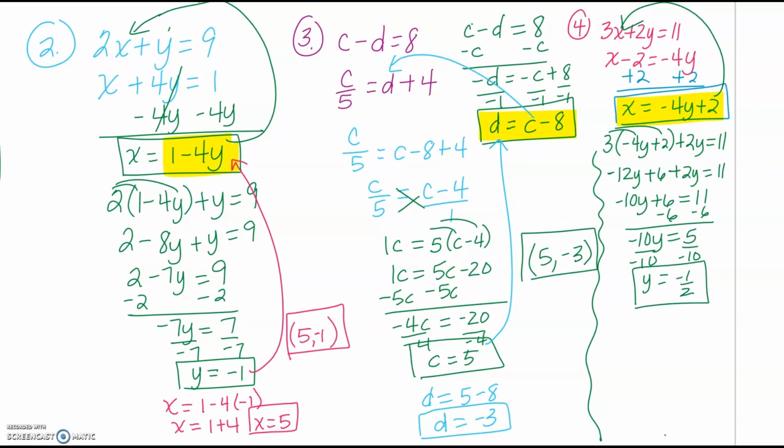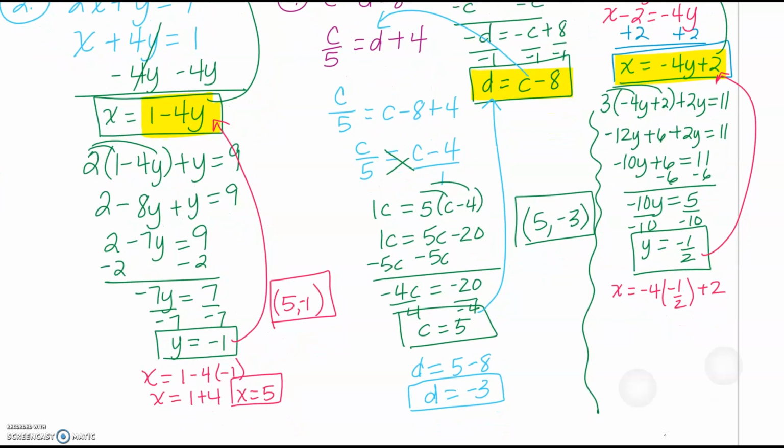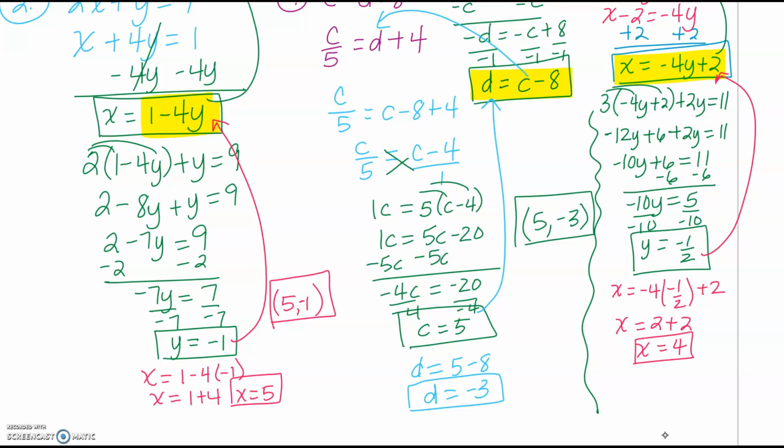Y is negative 1/2. I'm going to take it and put it back in here. So I get x equals negative 4 times negative 1/2 plus 2. And two negatives, when multiplied, make a positive. And I take half of 4, I get 2. So 2 plus 2, or x equals 4. My ordered pair is written alphabetically, so my solution is 4, negative 1/2, which means if these were to be graphed, this is where their point of intersection would be on a coordinate plane.